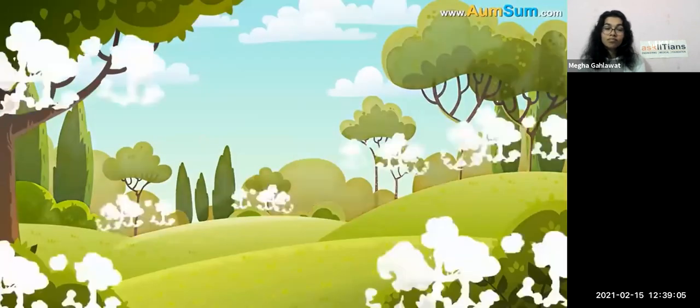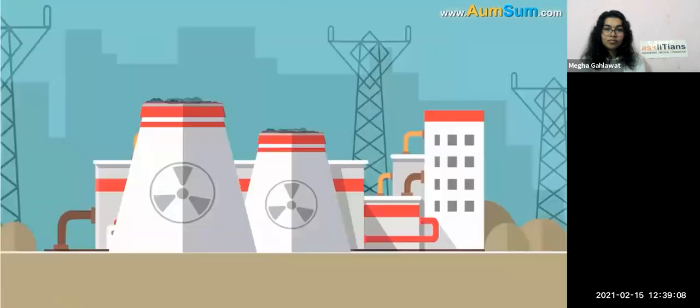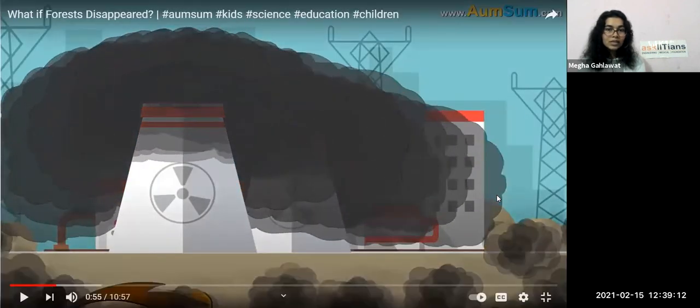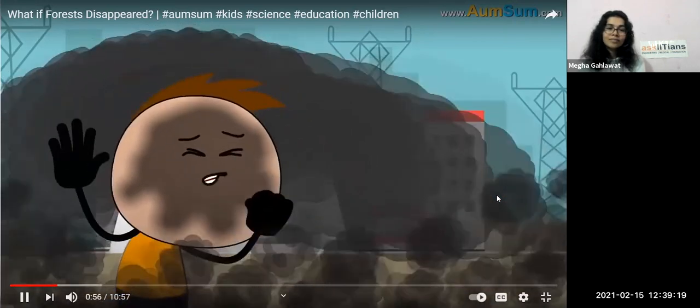Fourthly, if forests disappeared, the level of carbon dioxide in the atmosphere will suddenly increase. Photosynthesis, carbon dioxide: no trees, no photosynthesis, more carbon dioxide, no oxygen. Life on Earth will be severely affected.